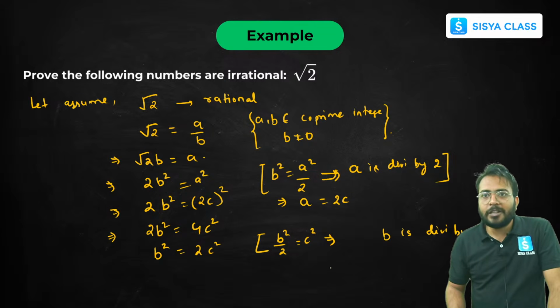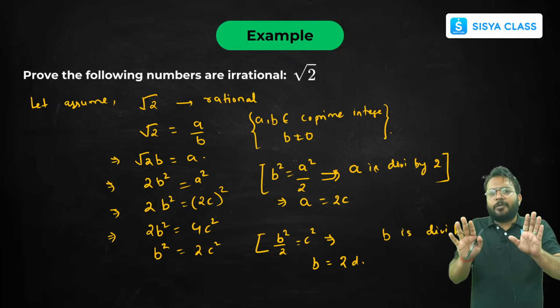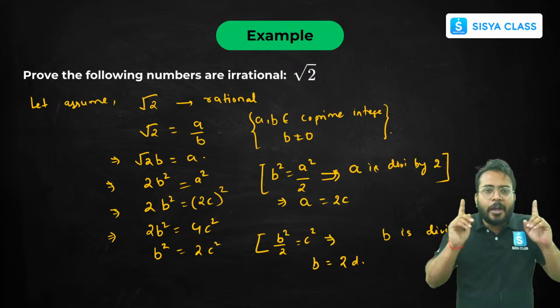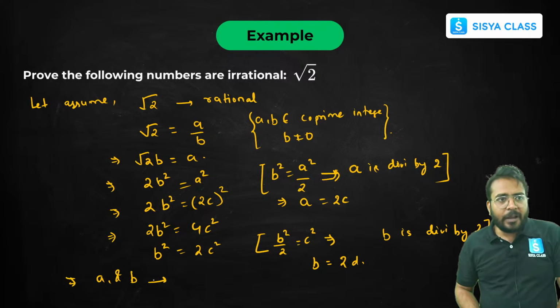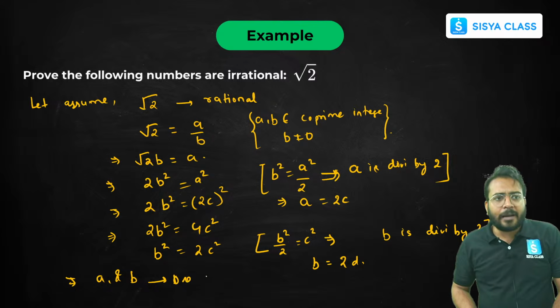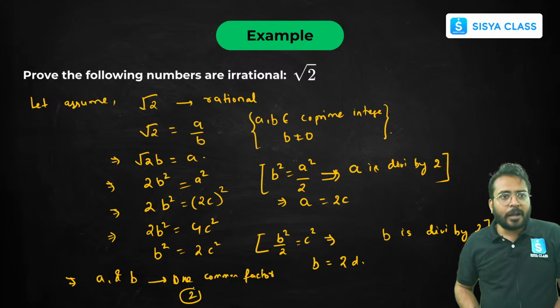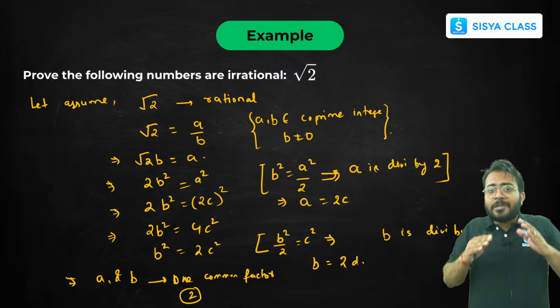And if b is divisible by 2, that means I can say that b is going to be 2 times of something d, right, yes or no. But till here itself I need to go, okay. So here I got one thing, that a and b are having at least one common factor. And that is 2, right. One common factor, and that is 2, and that means a and b are not co-prime, yes or no. That means a and b are not co-prime.